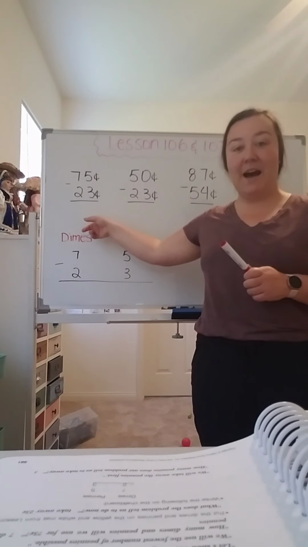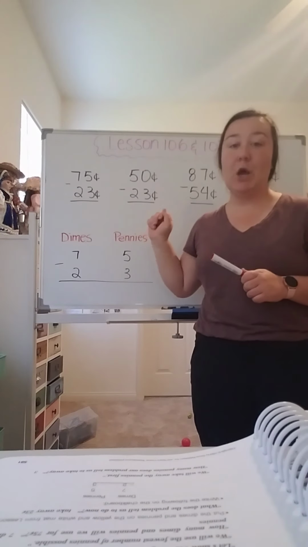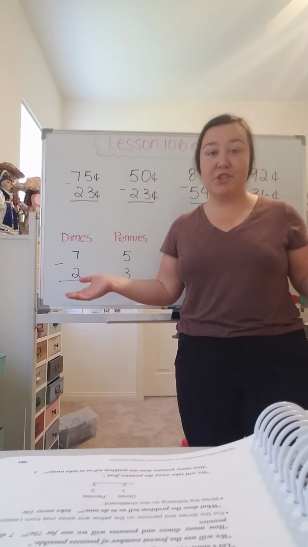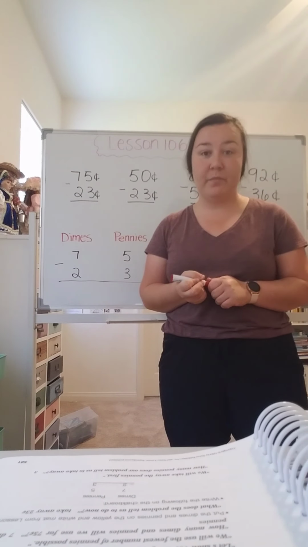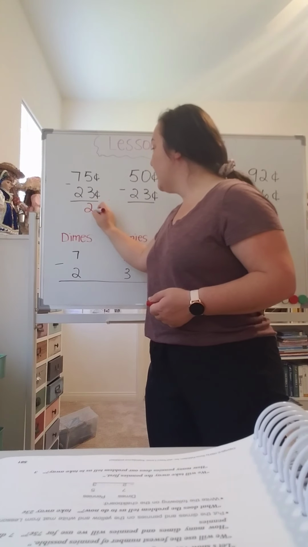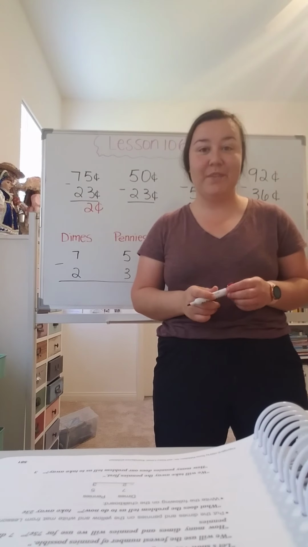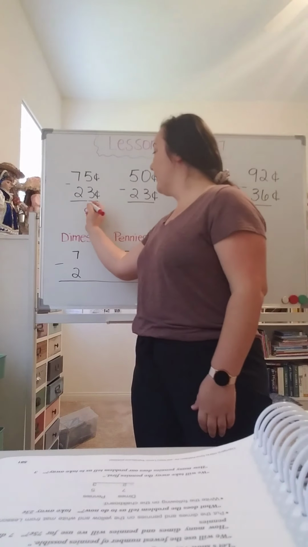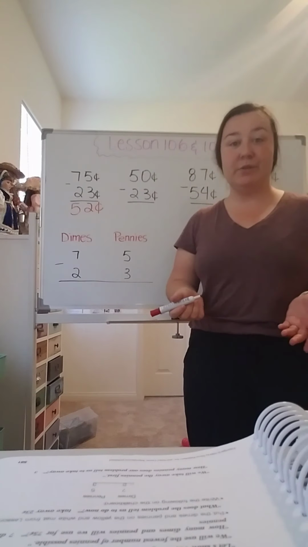We have 75 minus 23 cents. So 75 cents minus 23 cents. This is a subtraction you've done before. So what is 5 minus 3? 5 minus 3 is 2. So we'll write 2 here and we'll write cents. 7 minus 2. 7 minus 2 is 5. Okay? So the answer here is 52 cents.